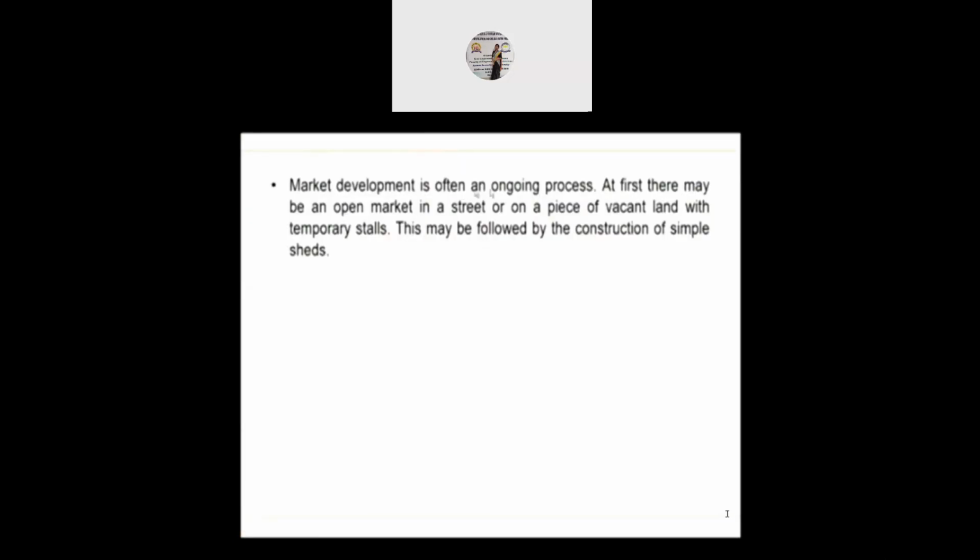Market development is often an ongoing process. At first, there may be an open market in the street or on a piece of vacant land with temporary stalls. This may be followed by the construction of simple sheds. So when you are taking a market as an example, initially there might be small stalls which are temporary sheds, and eventually as the market gets a lot of people coming in, a lot of people are getting attracted to use the market, the temporary stalls will get converted into a permanent market settlement. So this is a continuous evolution process.